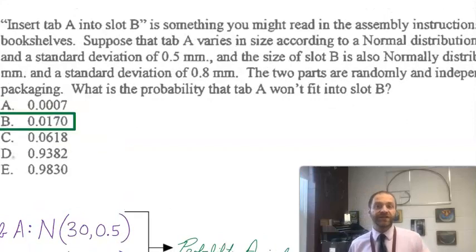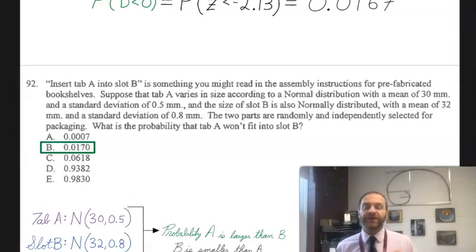So that's question 92. Really good one because you can look at table A, you can look at your normal CDF, also the order of subtraction, and combining variances, not standard deviation. So it is a really good problem. Hopefully this helped clarify it.